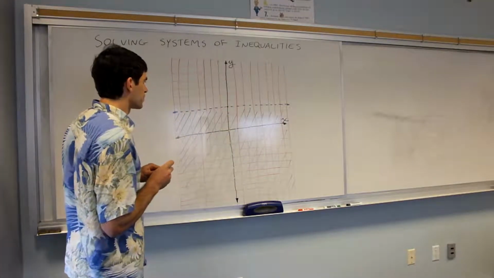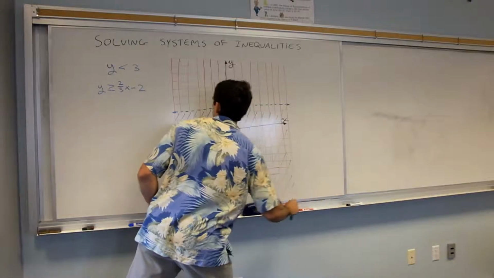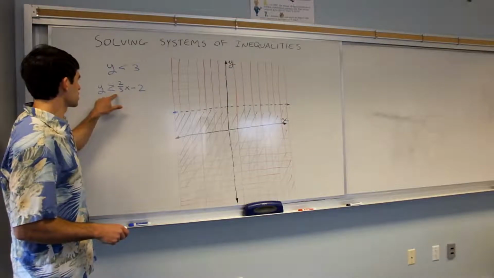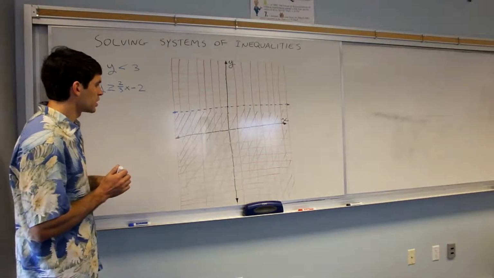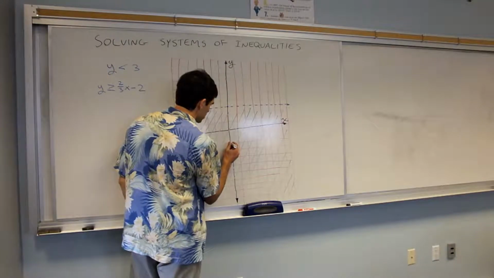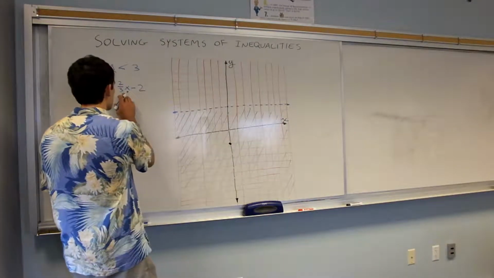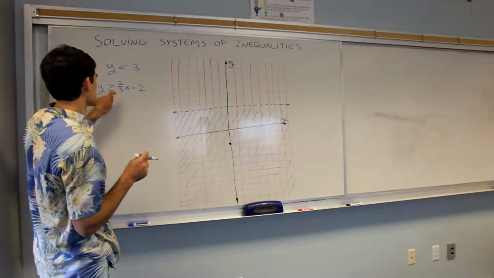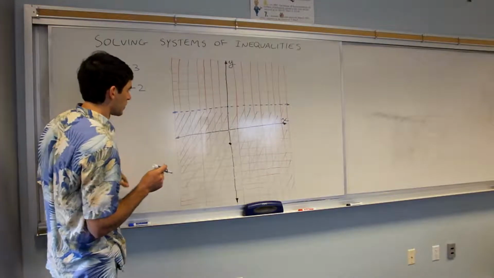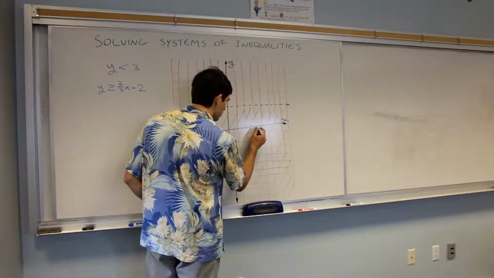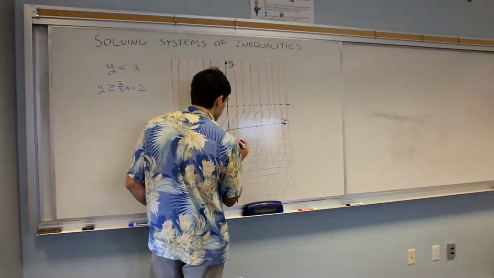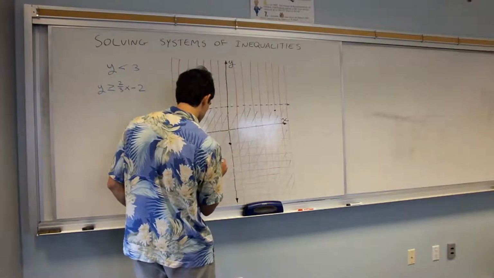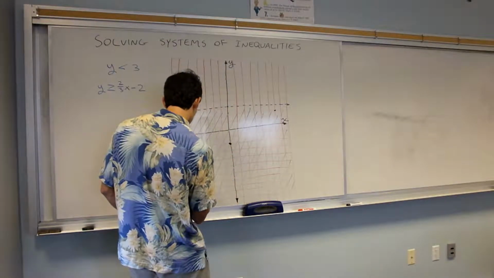So now we have another line to graph. We have y is greater than or equal to 2/3 x minus 2. So our y-intercept is negative 2. Our slope is 2/3, which, slope is rise over run, means that we go right 3 units and up 2. 1, 2, 3, 1, 2. And then we would just connect the dots, and we'd get something along the lines of that.